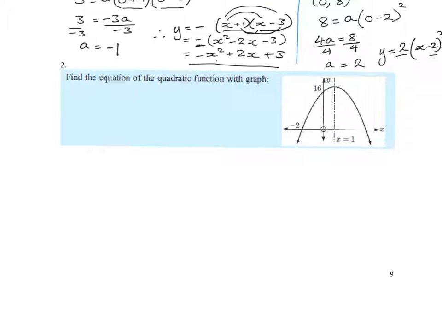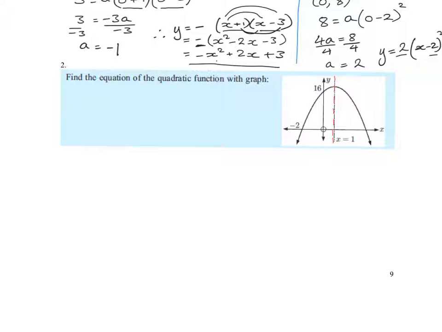Okay, so for the next example, it says find the equation of the quadratic function with this graph now. Okay, so girls, what do we know? This is interesting. We've got the axis of symmetry down the middle at x equals 1. But we only have one of the x-intercepts. What are you going to do about that?